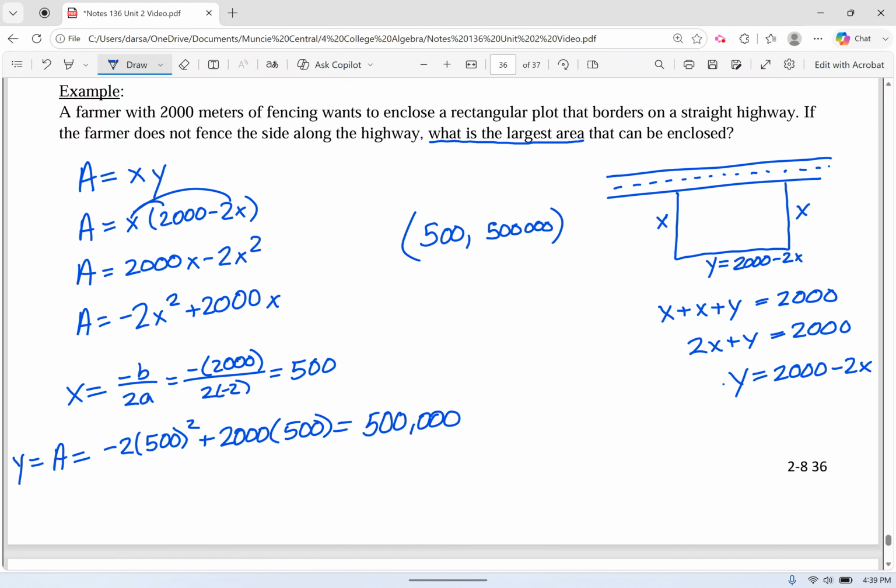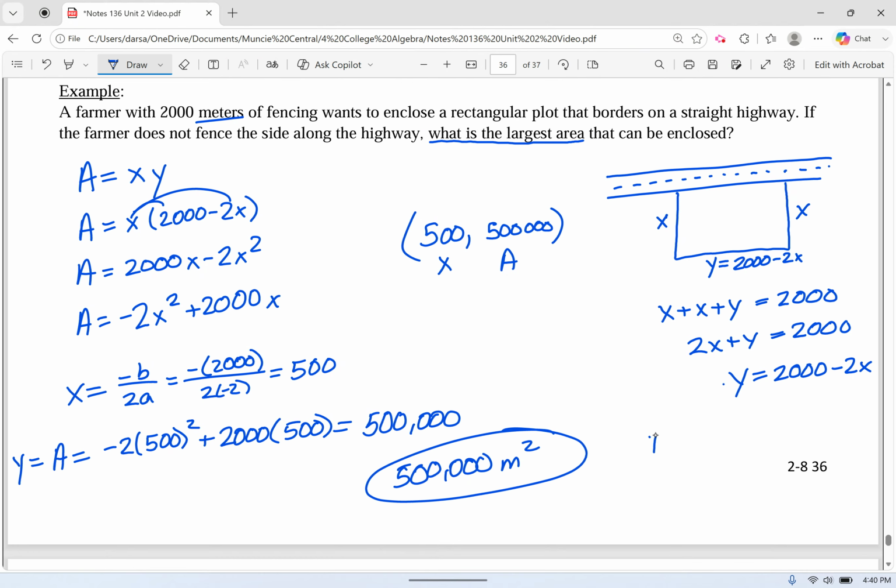But remember, this isn't an X and a Y. This is an X and an A. And what is X? X is the length of this side. And what is A? A is that area that we are maximized at. So when the question is, what is the largest area that can be enclosed? What is the answer? Well, 500,000. And since we are in meters and this is an area, square meters is the maximum possible fenced in area we can make using a rectangle.